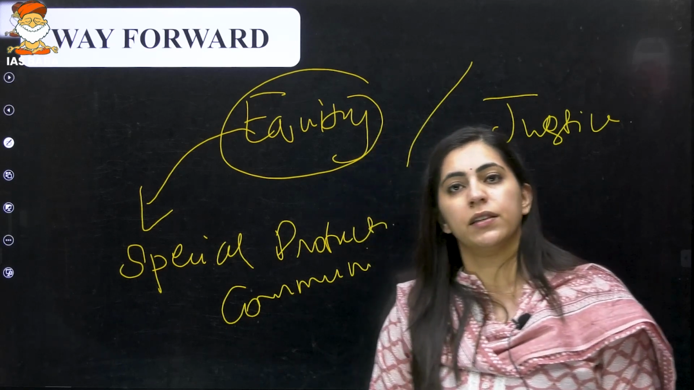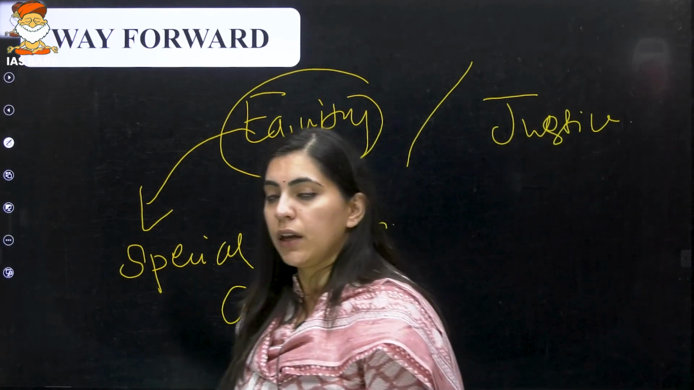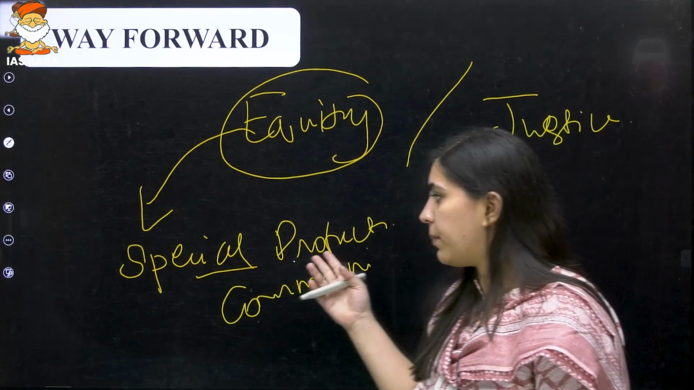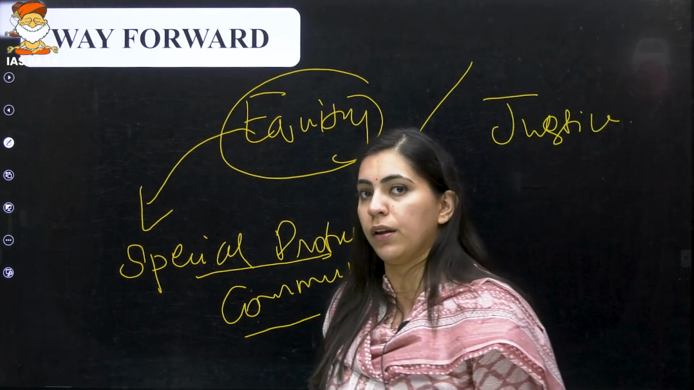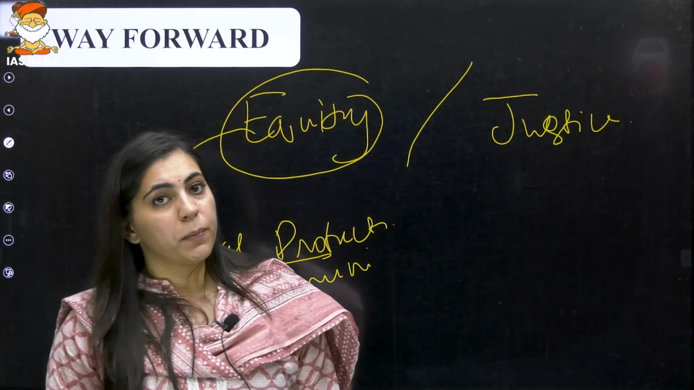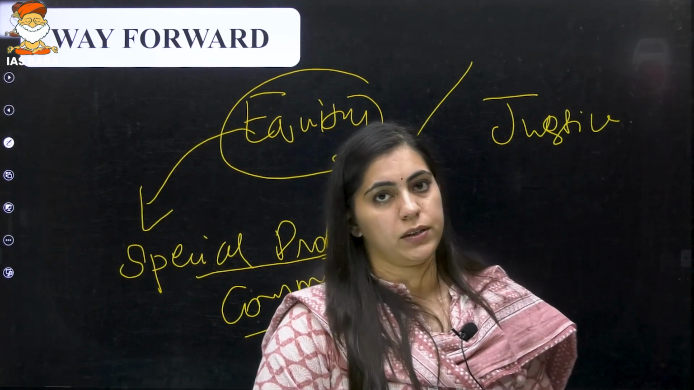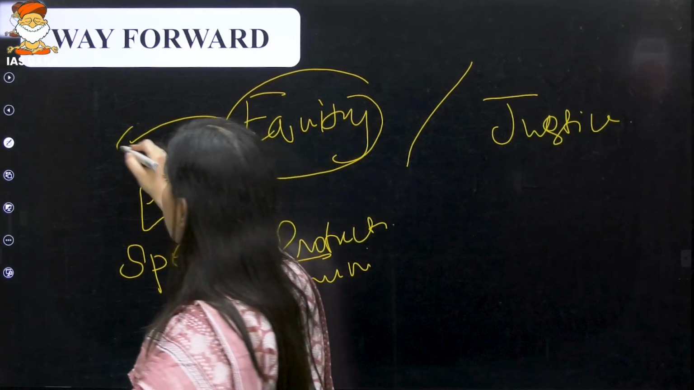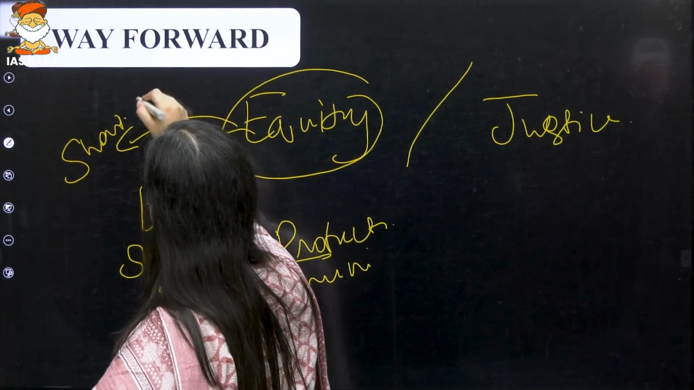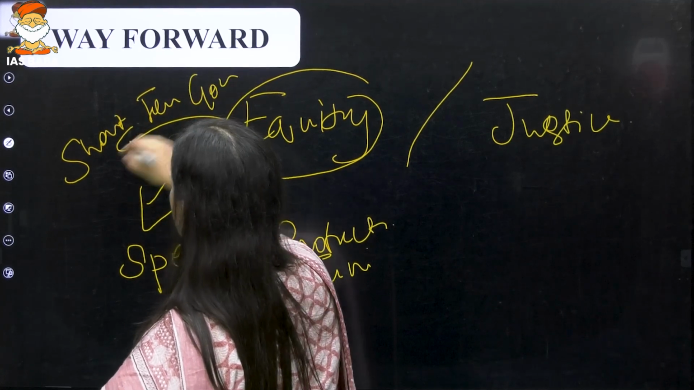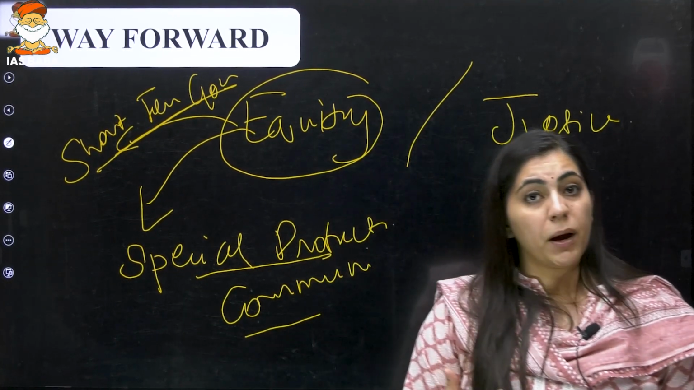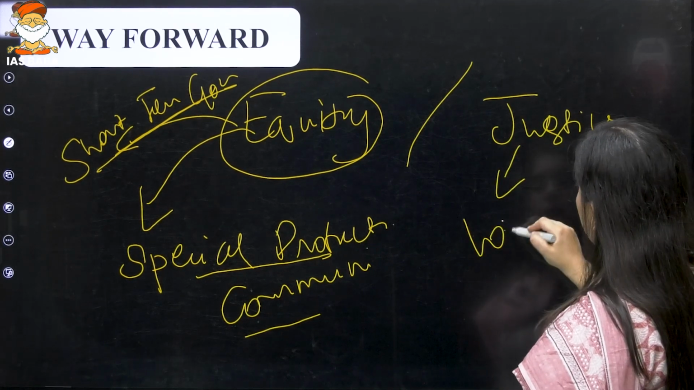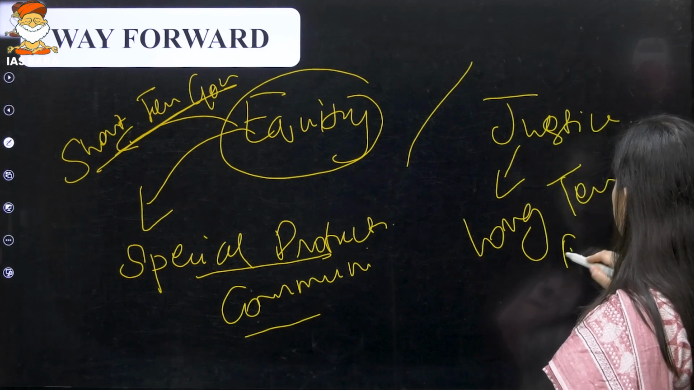Equity says that yes, there is a need to treat unequals with special protection. Special protection has to be given to them. Affirmative action has to be taken for them so that there won't be any discrimination among the unequals when they are competing with the equals. This is equity, which calls for a short-term goal. Equity is a short-term goal, whereas justice talks about a long-term approach.